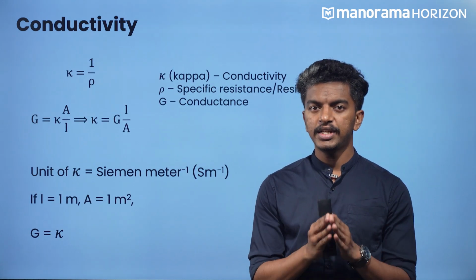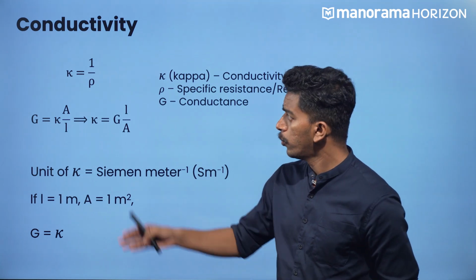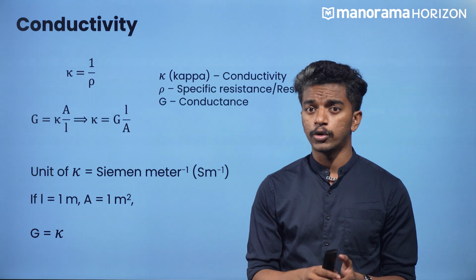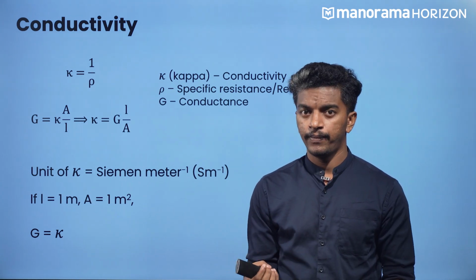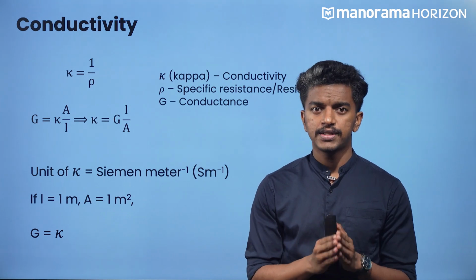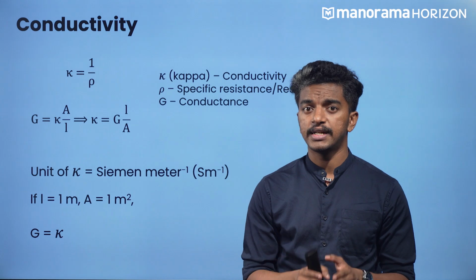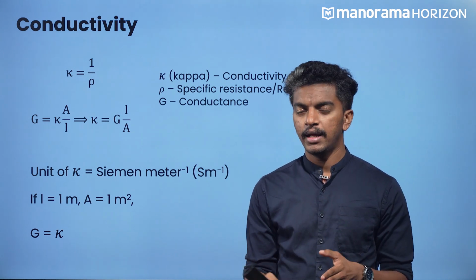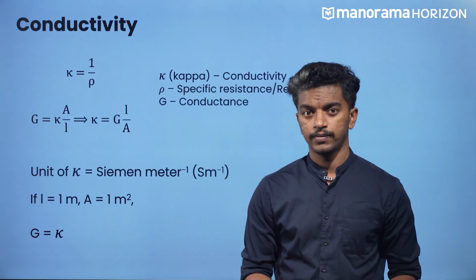However, conductivity is the inverse of resistivity. That is, conductivity kappa is equal to 1 by rho. Substituting this in the equation for conductance, G equals kappa A by L, so kappa will be equal to G L by A. The SI unit of conductivity is Siemens meter inverse. Like resistance and resistivity, for an object of 1 meter length and 1 meter square cross-sectional area, the conductivity will be equal to conductance. Or simply, conductivity is the conductance of unit volume of an object.